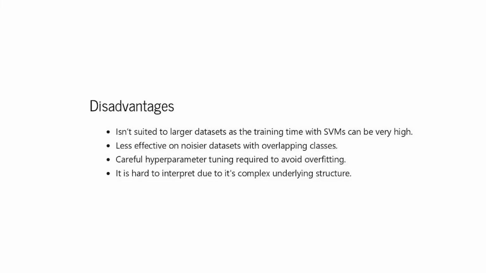SVM has certain disadvantages as well. It is not suited for larger data sets, as training time can be very high. Also, it's not suited when there is a lot of noise in the datasets, particularly when there are overlapping classes. Careful hyperparameter tuning is required to avoid overfitting. Sometimes SVM output is hard to interpret due to its complex underlying structure.